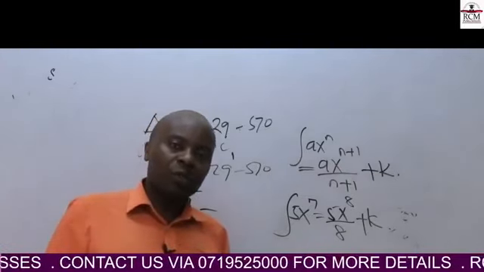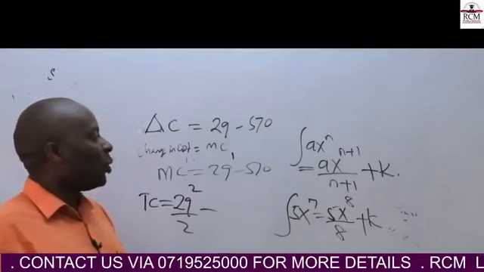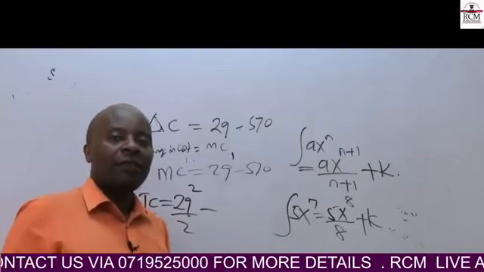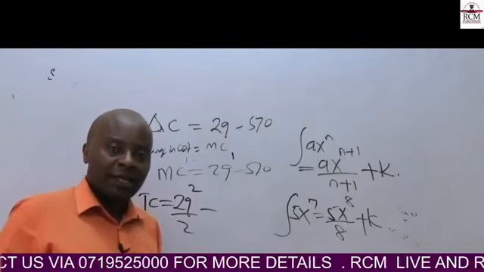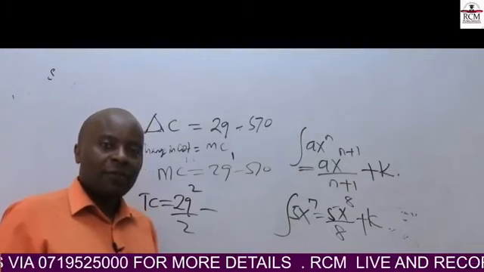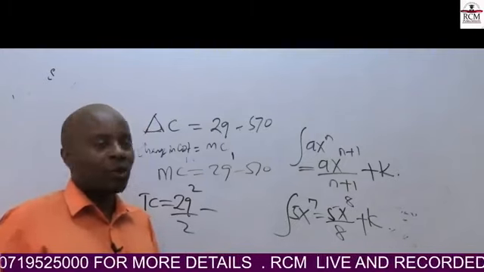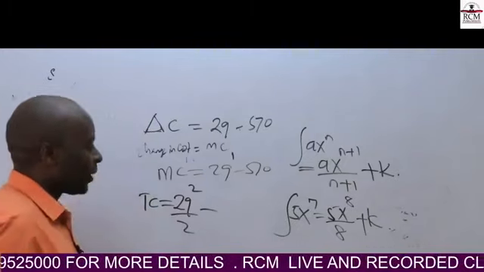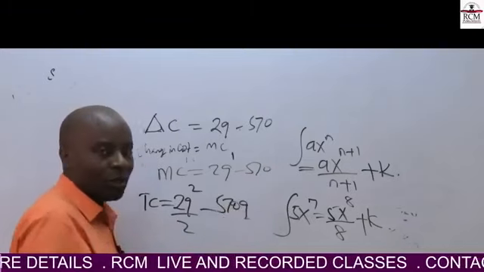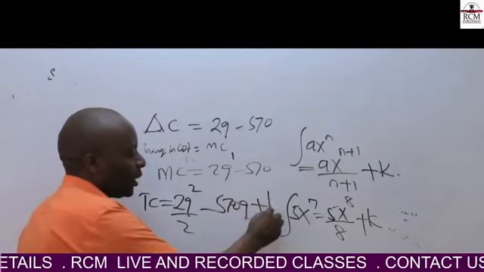When you're putting things together, when we see a constant, we attach the variable to it. So in this case, as integration, putting things together, this one becomes 570 q. And then of course, don't forget the constant of integration.